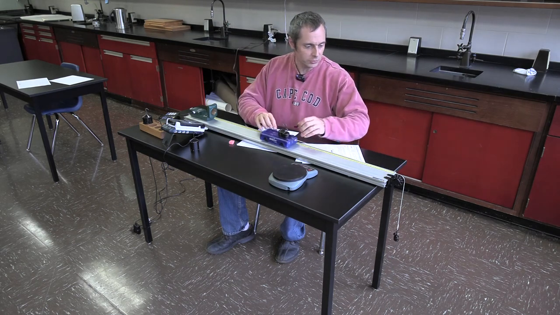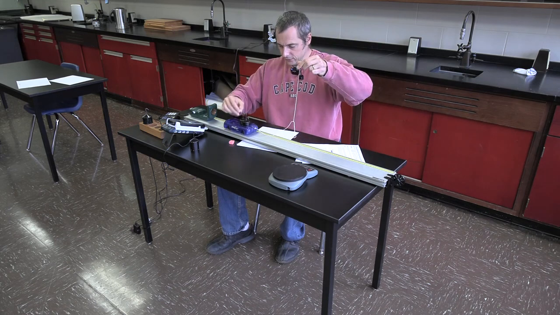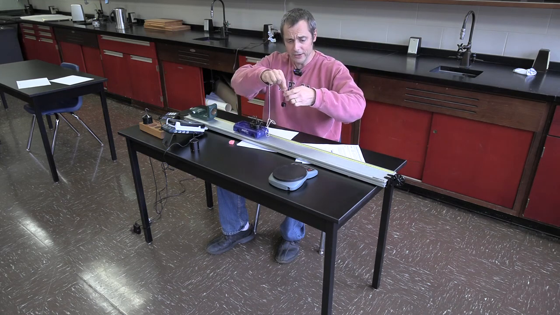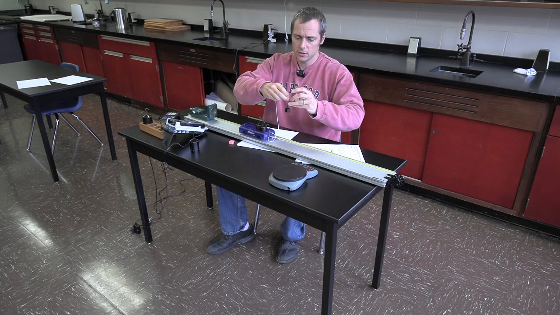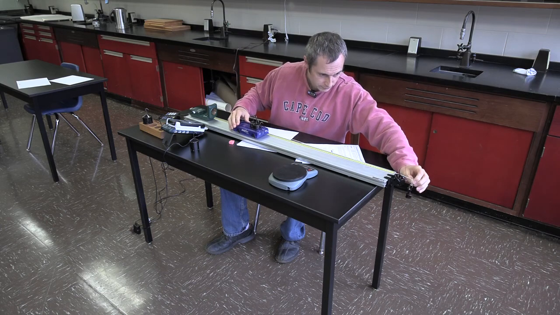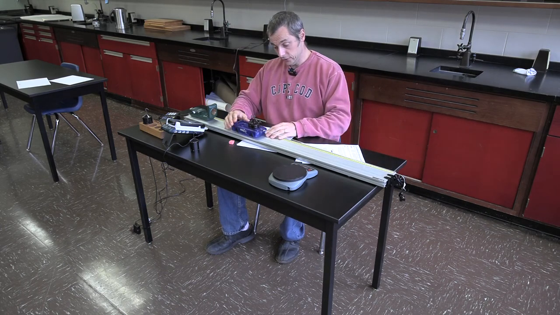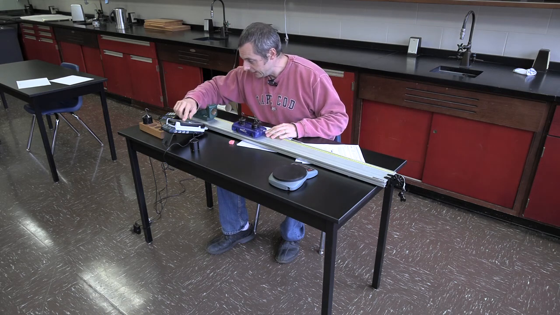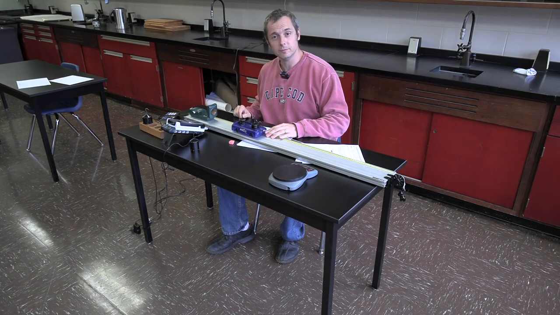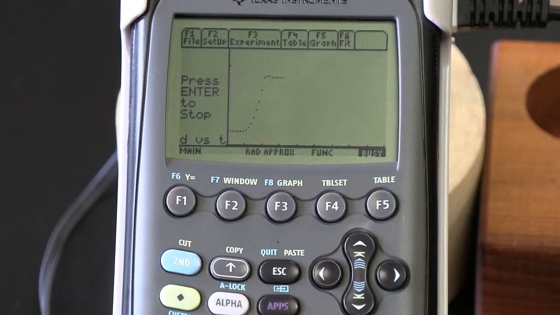So to achieve 70, what I'm going to do is take the 10 off, so I'm back to 50, and now I'm going to add 20 grams. So I have 70 grams hanging over the pulley. Got the car in the starting position, and let's start the motion detector. Okay, I'll stop the data collection. We'll wait a little bit, allow it to process.